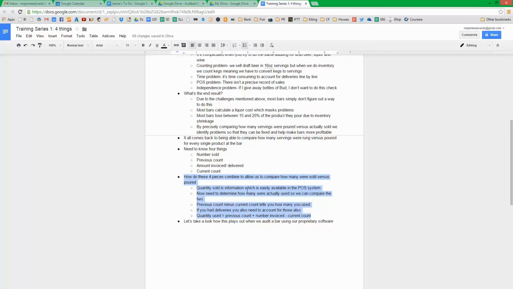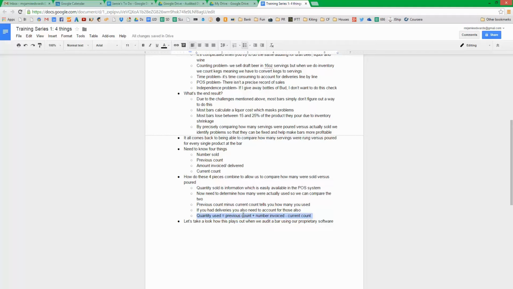So we take the previous count and we minus from the current count, and it tells you how much you used. Using the first example, we started with 100, we had 20, and it tells us that we used 80. But if we had deliveries, we need to account for those as well. So in actual fact, the quantity used is the previous count, 100, plus the number invoiced gets us to 200, minus the current count of 120 identifies that we used 80.